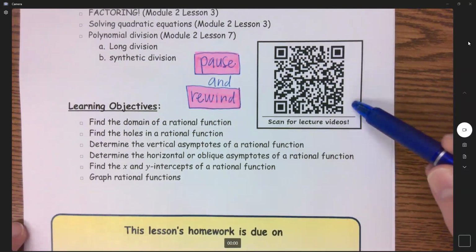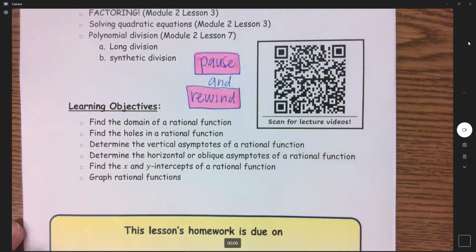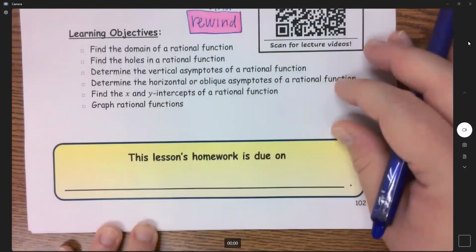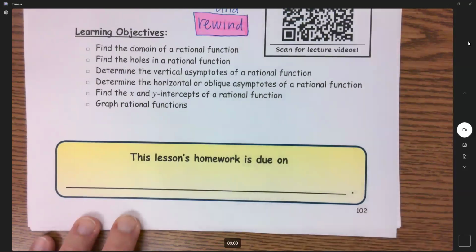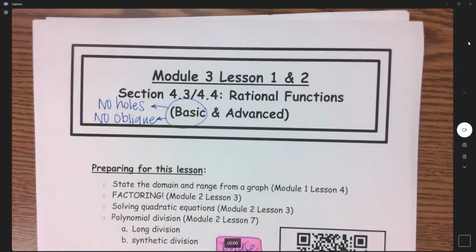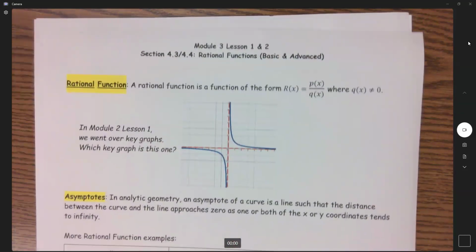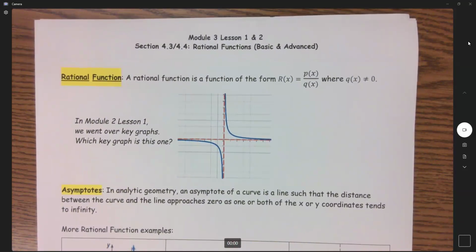I'm assuming you've already used this QR code, so welcome to the lesson. As a reminder, you can pause and rewind as often as you need. So this lesson is literally at your own pace. And then you need to look at your schedule to see when this lesson's homework is due. We're going to go ahead and jump into this lesson. In this intro video here, I want to go over what a rational function is, and then we will start going over some of our learning objectives in the following videos.